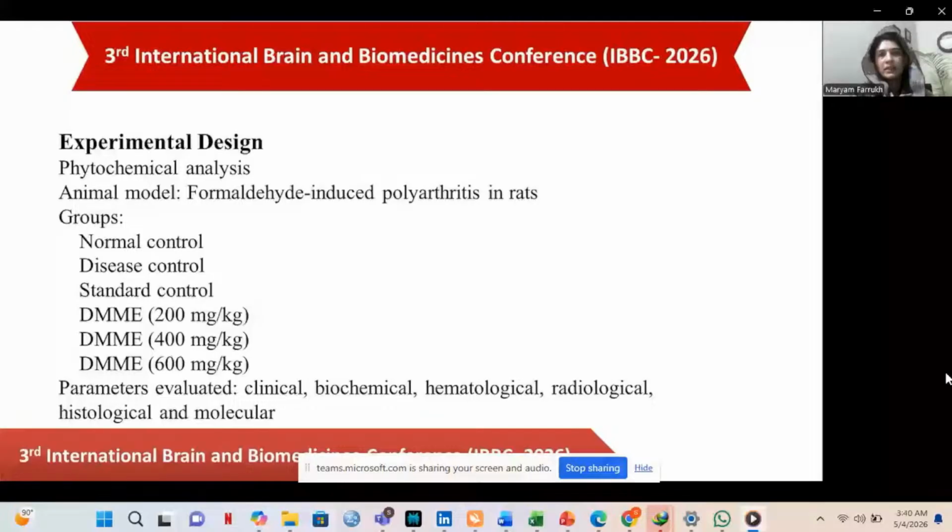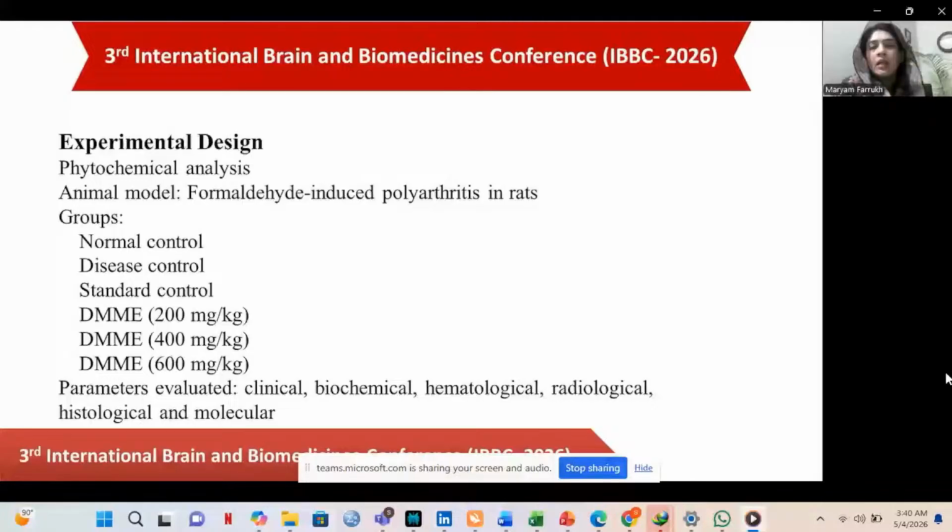Six groups were formed. The groups were named as control group, disease control, standard control, and the rest of the three were the treatment groups, in which we used 200, 400, and 600 mg per kg dose of the extract. Parameters which were evaluated during and at the end of the study were clinical, biochemical, hematological, radiological, histological, and molecular parameters.